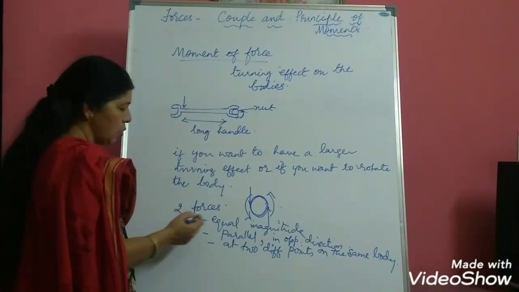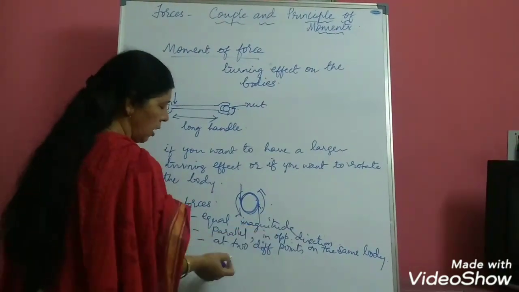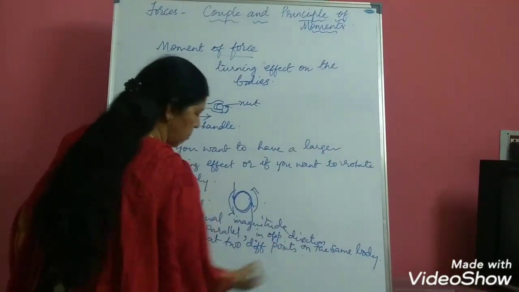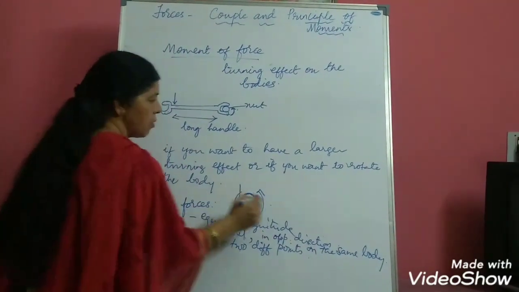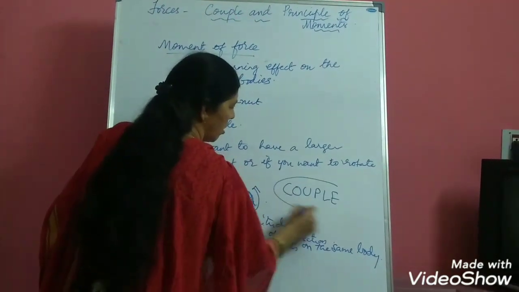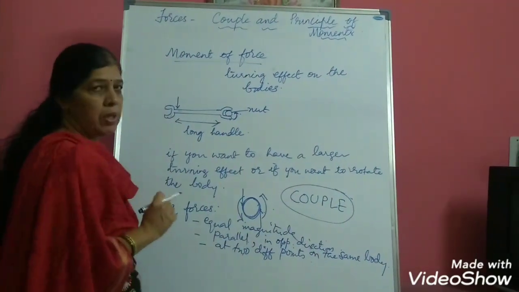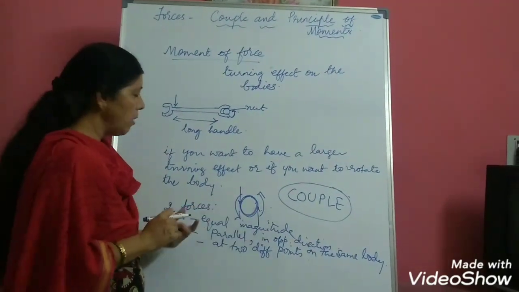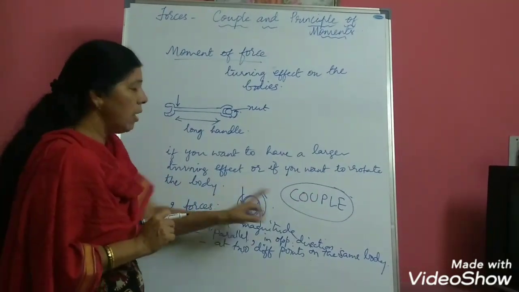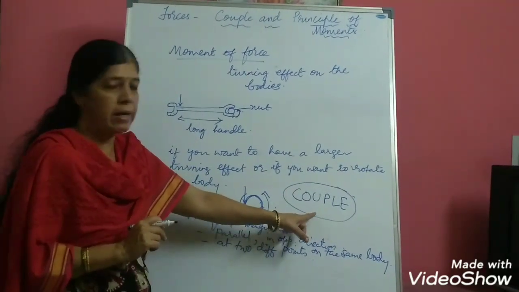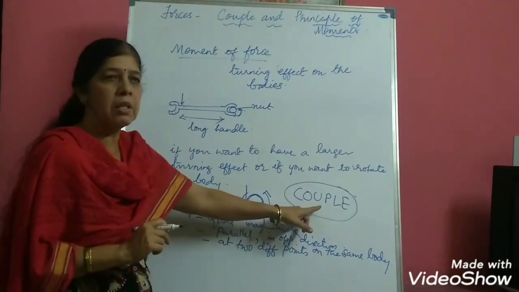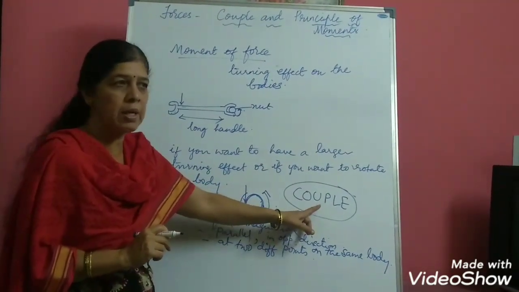Now, if these two forces, which are equal in magnitude, parallel, and act in opposite direction at two different points on the same body, then it constitutes a couple. So, if you want to completely rotate the body, how many forces do you require? You require two forces, and these two forces form a couple. So, whenever a couple acts on a body, the body will rotate. A couple will tend to rotate the body, or actually rotates the body.